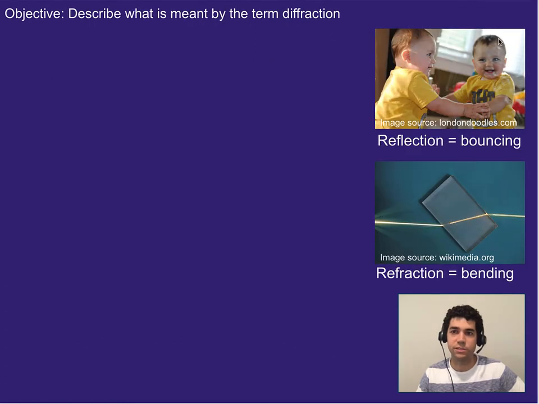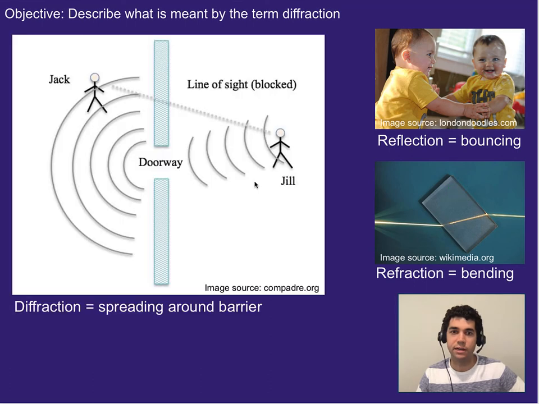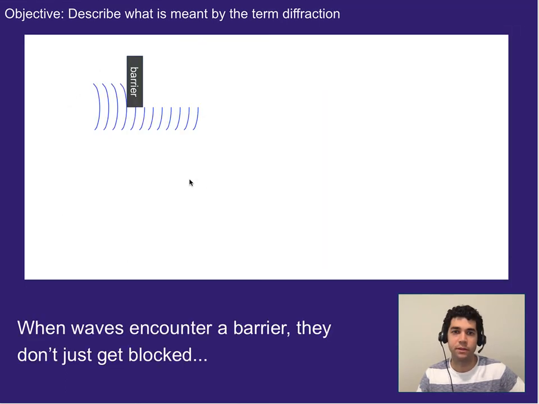All right, so we talked about reflection as bouncing. We talked about refraction as bending. Now let's talk about diffraction, which is when waves spread out after going through a barrier or boundary. So you think about waves, if they encountered a barrier, they don't actually just get chopped off or blocked completely by that barrier. But if this was, I don't know, water being sprayed, we would see that the barrier would basically create a nice little protected area back here.